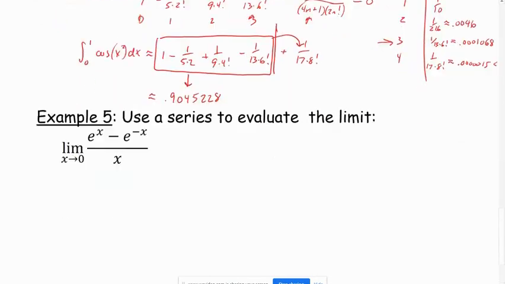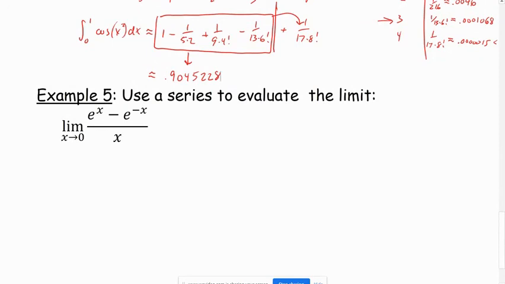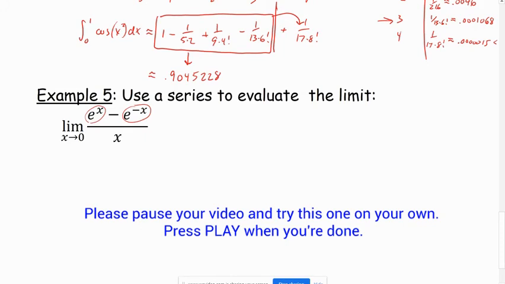Okay, for this last example, we can do the same thing that we just did with the integral to evaluate a limit. And so what you're going to do is use the Maclaurin series for e to the x and the Maclaurin series for e to the negative x. Expand each of those and then combine any like terms that you have, and then see if you can evaluate this limit directly using that series. So go ahead and pause your video, try out example 5, and then press play when you're ready to compare your answer.